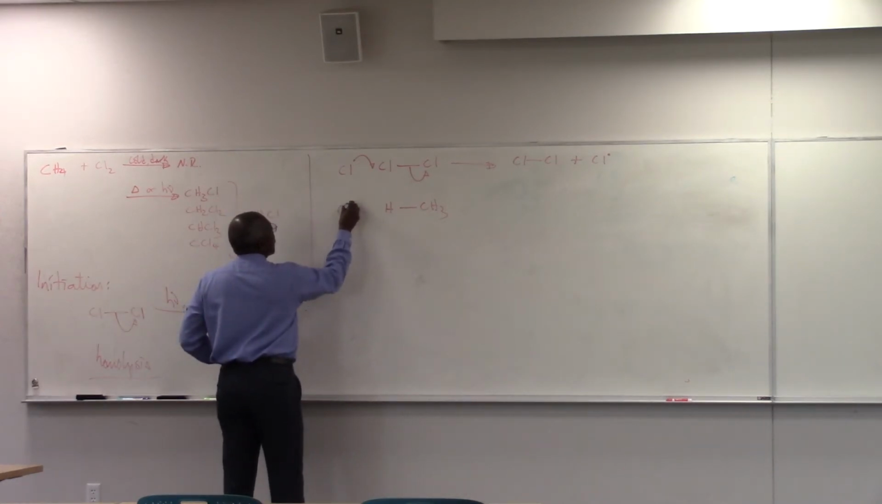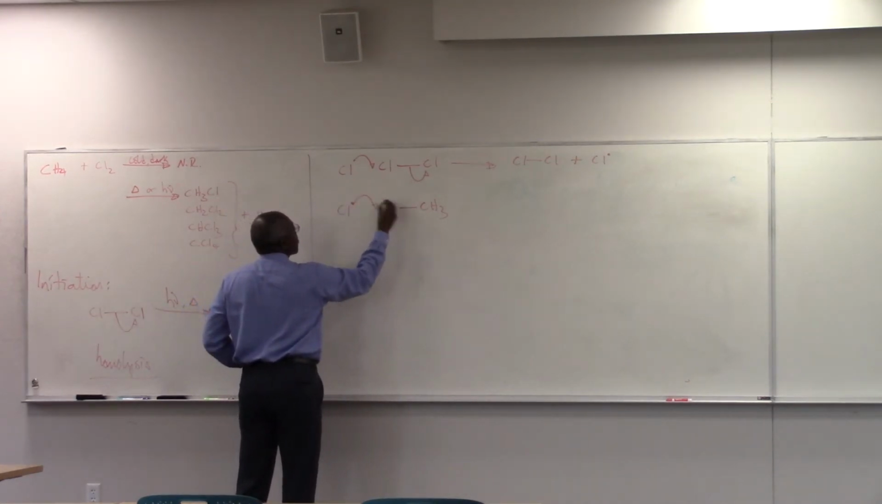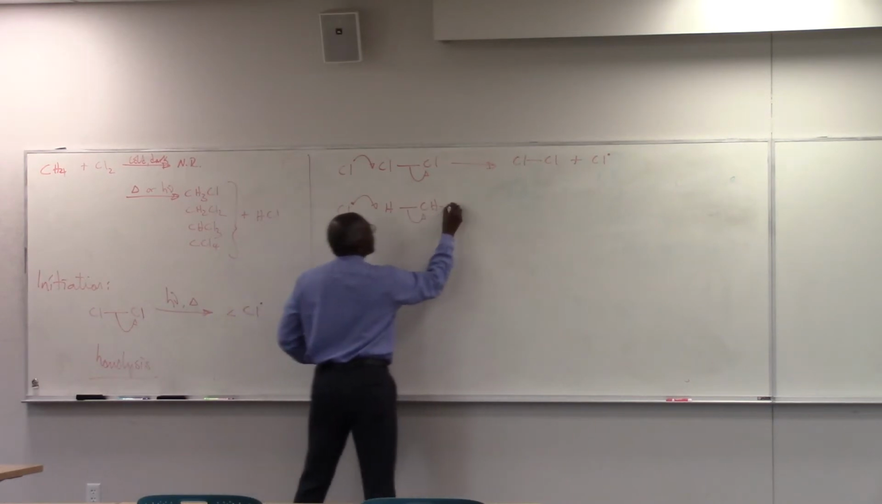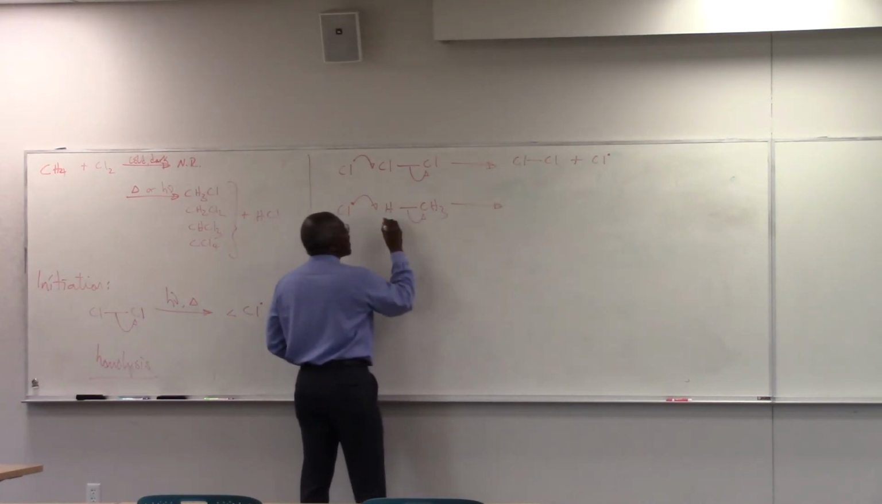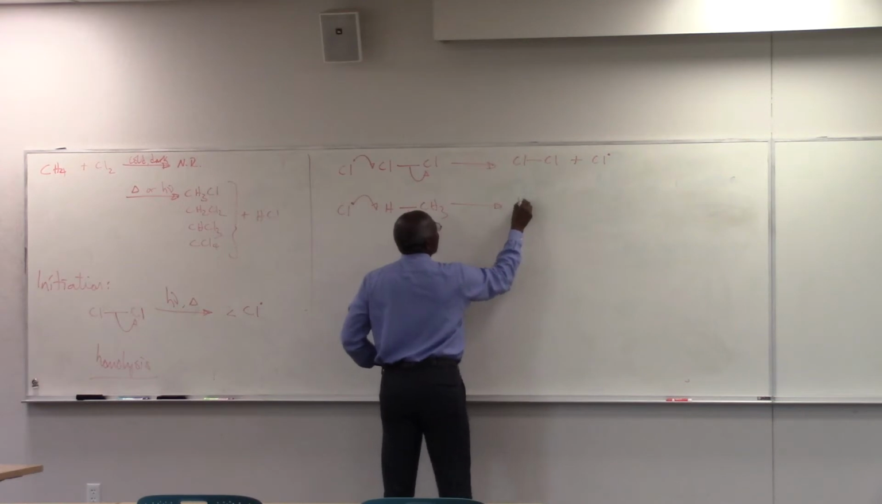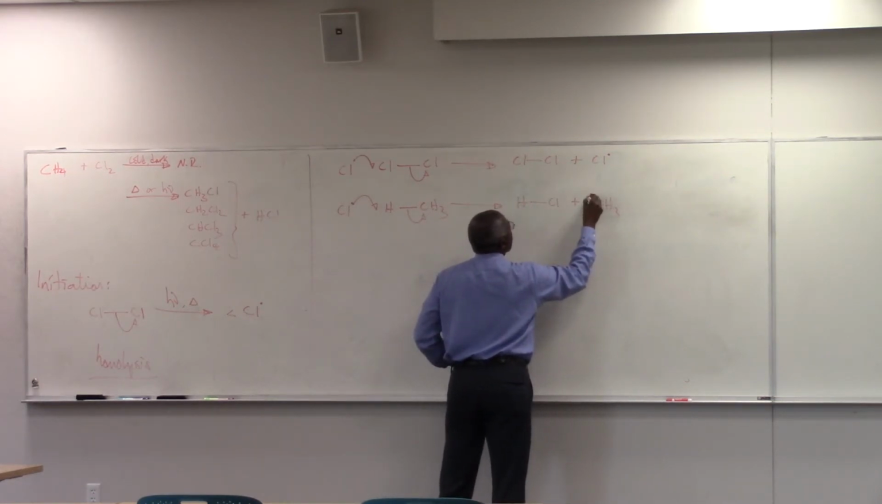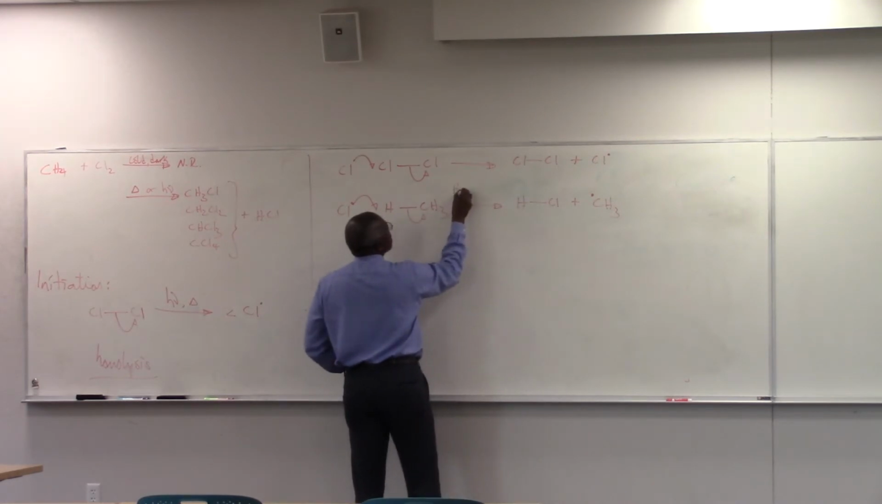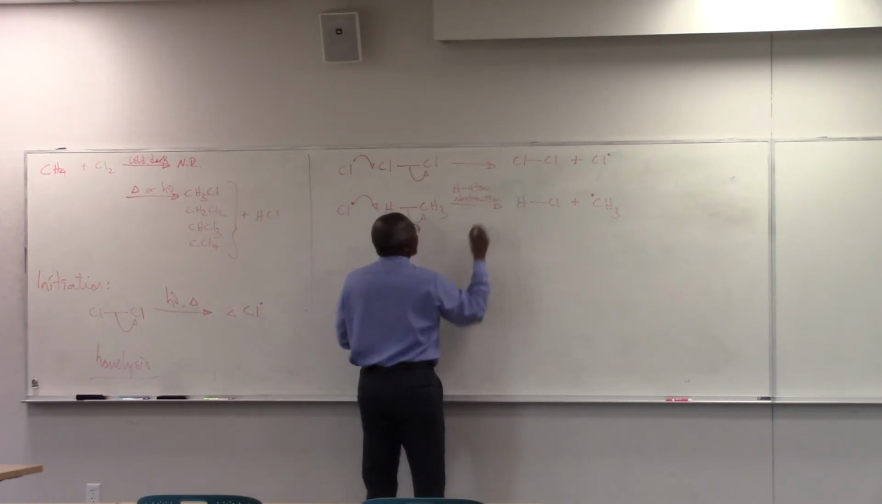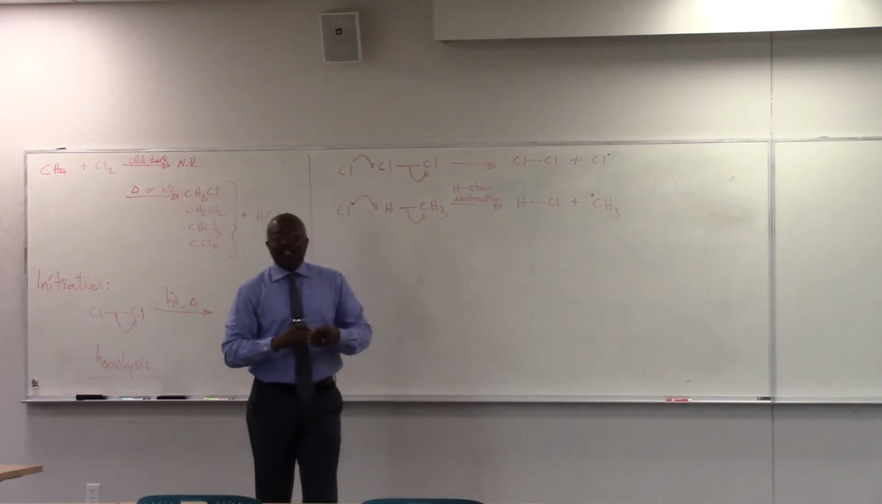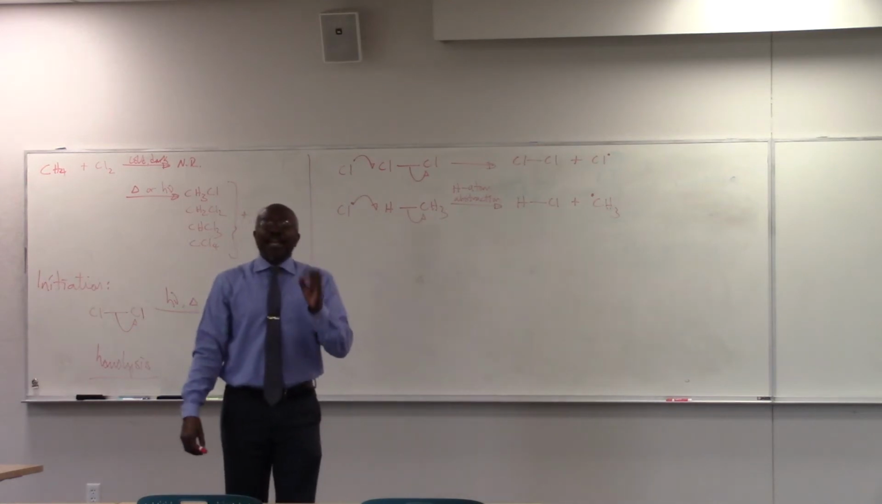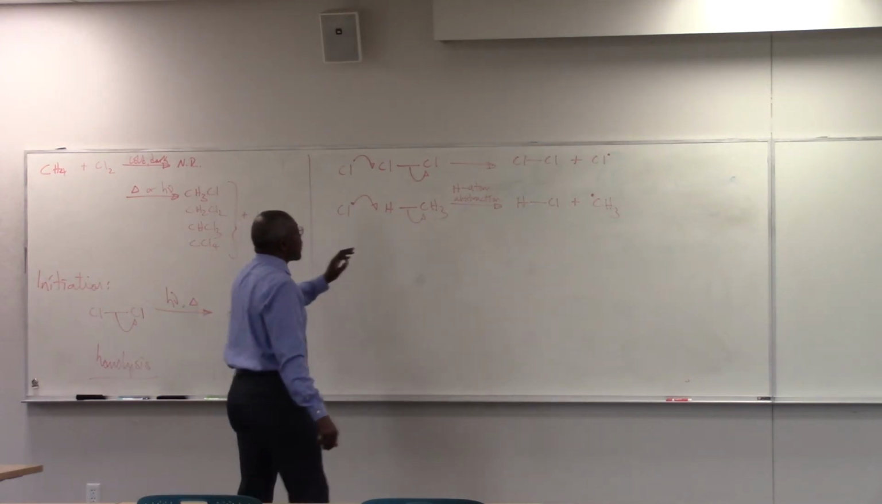Well, the next abundant species in the system are the methane molecules. So when a Cl dot bumps into a methane molecule, what it does is it abstracts a hydrogen atom and gives rise to HCl and CH3 dot. This is called a hydrogen atom abstraction. Right? Or sometimes simply H abstraction. In other words, I'm pulling away H dot.